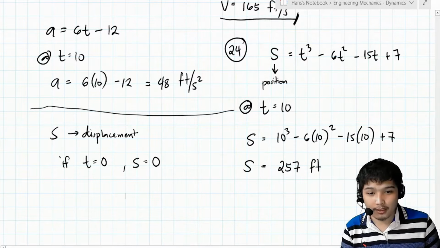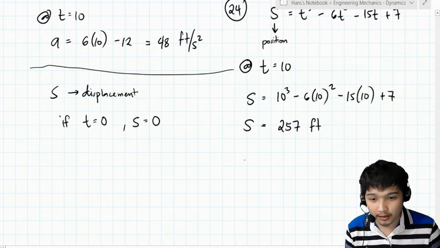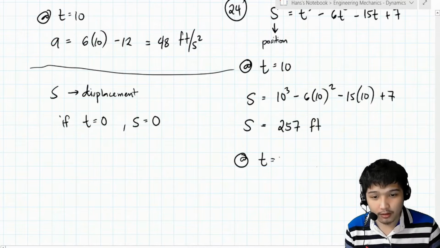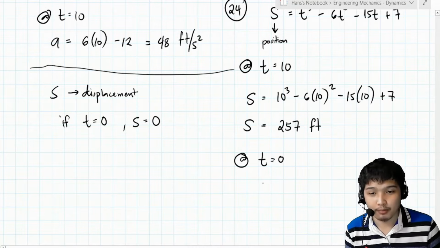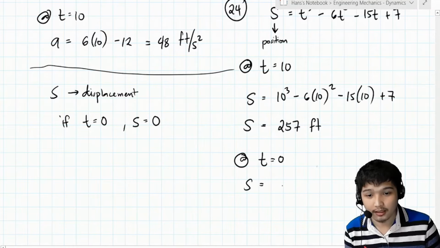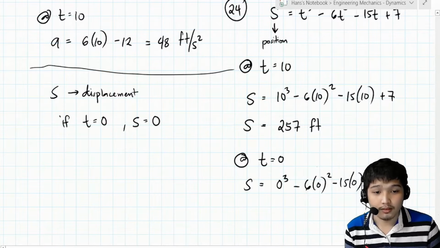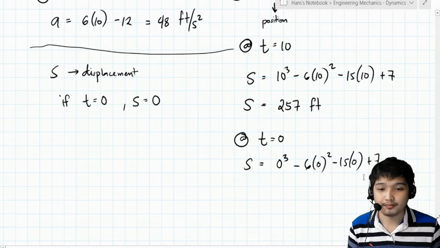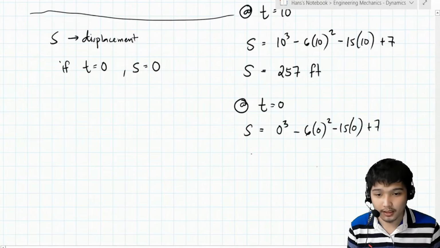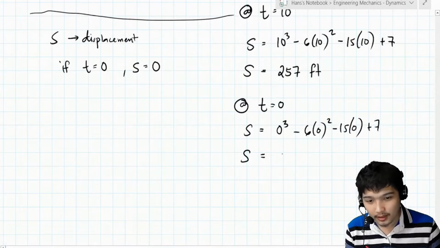But in this scenario kasi, try nating i-evaluate at initial point or at time is equal to 0, nasa saan ba yung position ng particle? Nasa 0 ba siya, guys? So, try natin. So, 0 cubed minus 6 times 0 squared minus 15 times 0 plus 7. So, as you can see, yung position niya is what? 7, guys, oh.